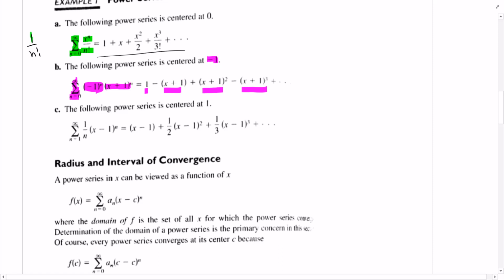The next one is centered at 1, right? So everywhere you can see here that it says x minus 1, which means it's centered at 1. Again, we're just plugging in 1, 2, 3, adding them all up, and we're getting a power series, right?